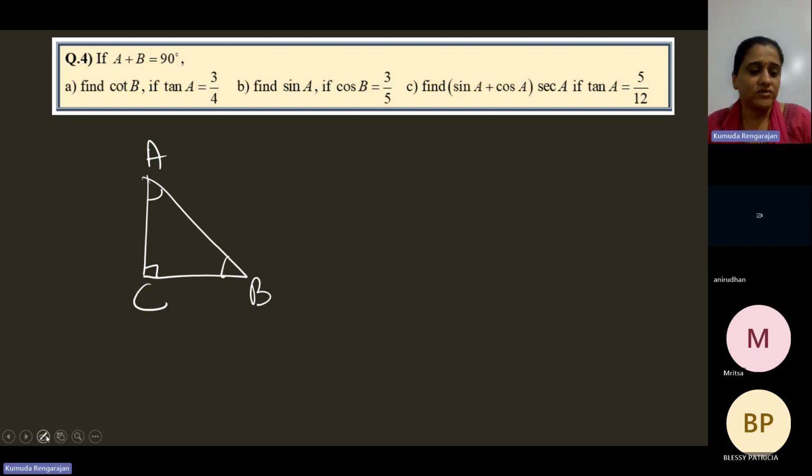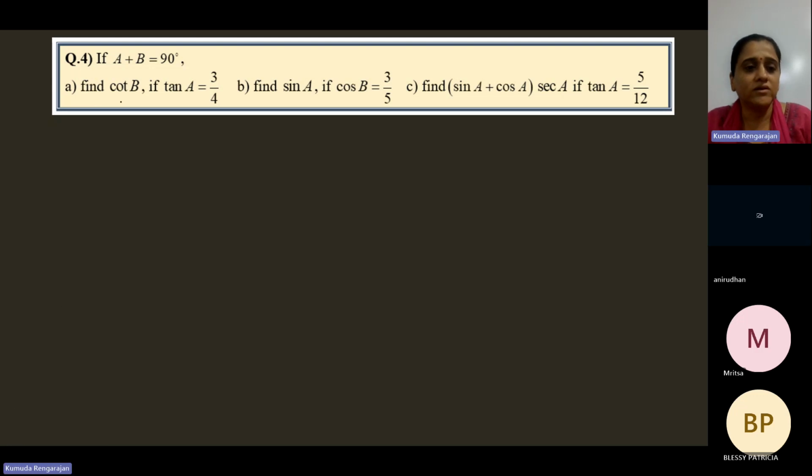So we have many subdivisions here. Find cot B. If tan A is given, children, tan A is 3/4. So cot A is 4/3, not cot B. Tan A is 3/4, so cot A is 4/3. You'll have to find cot B.